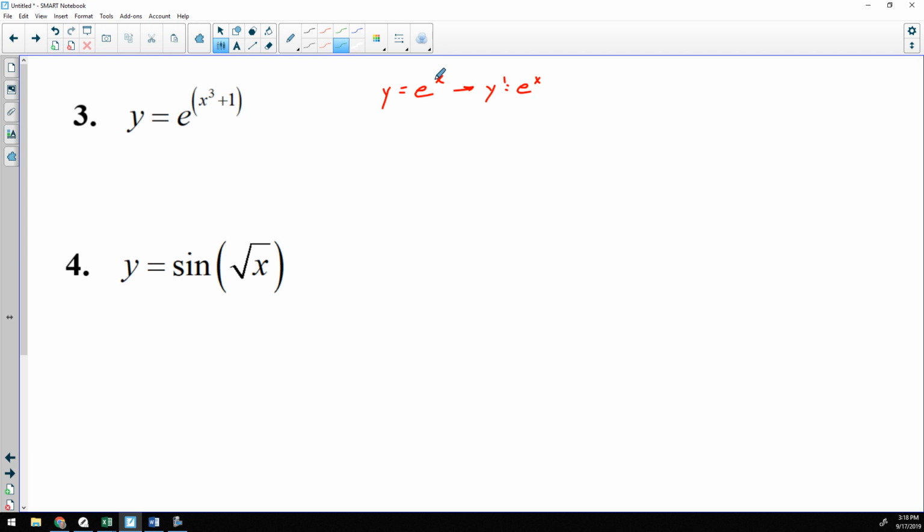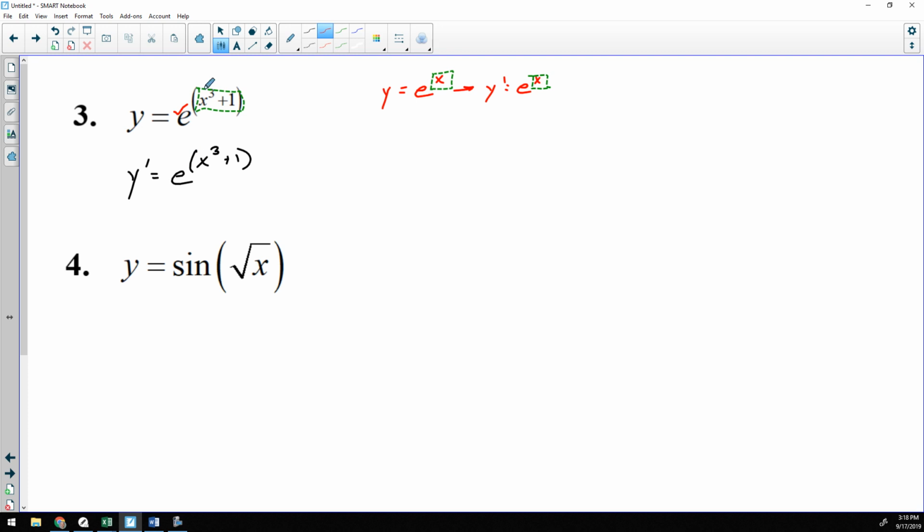And again, just like before, I'm ignoring the fact that in the place of the x, we have an uglier function. We're going to ignore that for the first pass. So my first pass, y prime. We copy it, it's e to the x. And so e to the x is my first pass. So I just did the derivative of the exponential piece. So I've now differentiated the e part.